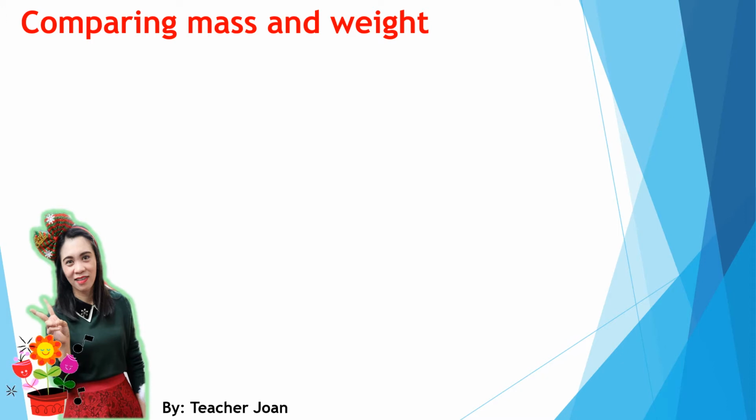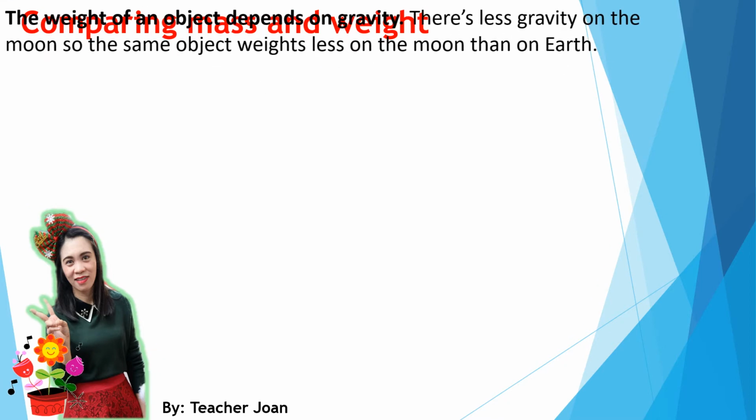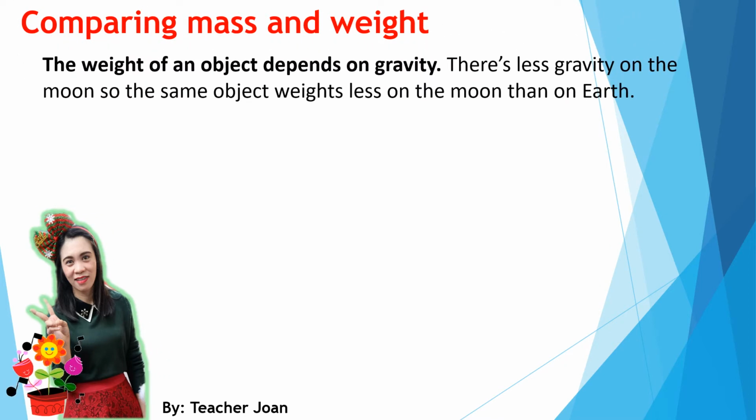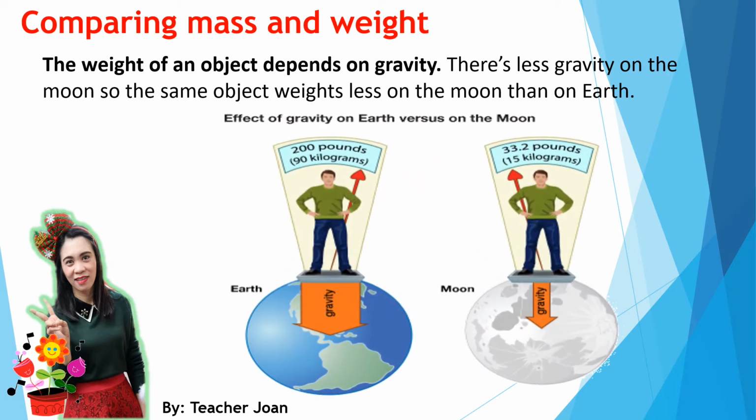Now let's compare the mass and weight of an object. The weight of an object depends on gravity. The best example for this is the gravity on the moon and the gravity on the earth. As you can see in the picture, we have the same man in different locations. Let's start with the man on Earth's gravity. The mass of the man is equivalent to 90 kilograms or 200 pounds. Now, let's bring the same man on the moon. The man standing on the moon, the gravity acts on the mass of the man, which is equivalent to 15 kilograms or 32.2 pounds.